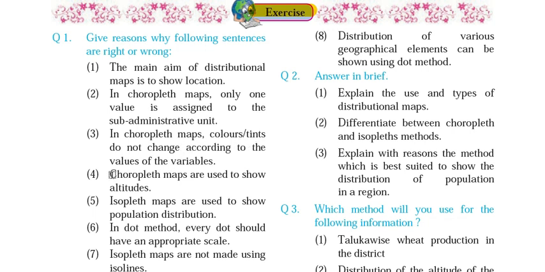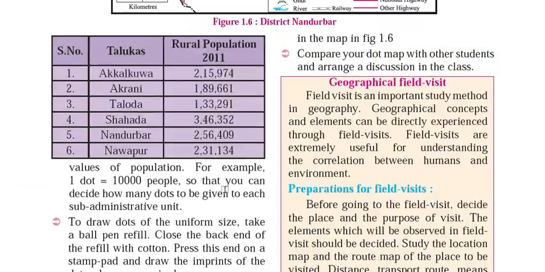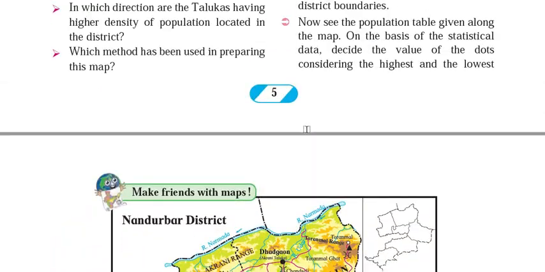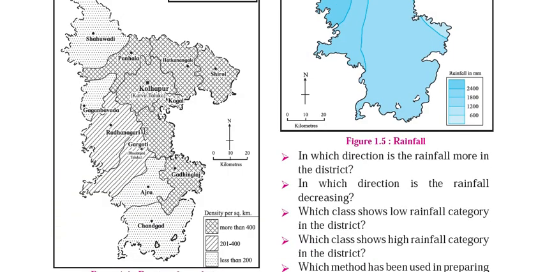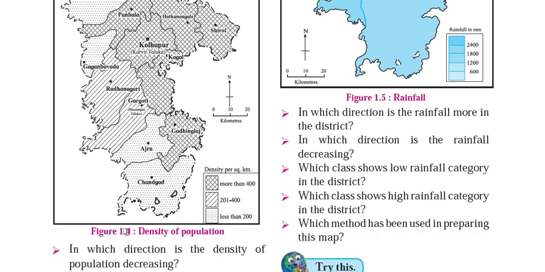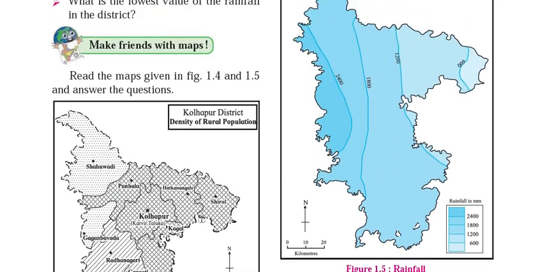Okay guys, the fourth statement is that choropleth maps are used to show altitude. Again it is a wrong statement, because we use isopleth maps to denote altitudes. We use contour maps, which are again a part of the isopleth method. In the isopleth method we can show quantities by using two different methods. One is this method, where we use hatching lines or dots, the different patterns of black and white color. This is one type of isopleth map, and the second type is like this.